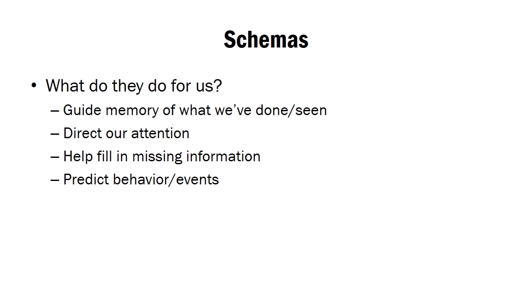And also it can help us predict behavior and future events. So I might have a schema of a particular friend of mine, which helps me understand what's likely to happen when I go to dinner with that friend, for example. I'm using a set of expectations rather than really treating it in a concrete, objective way.